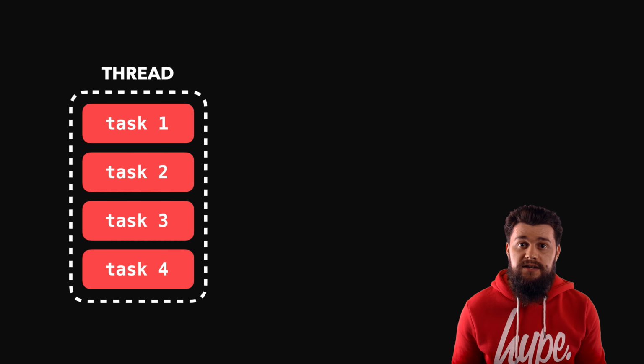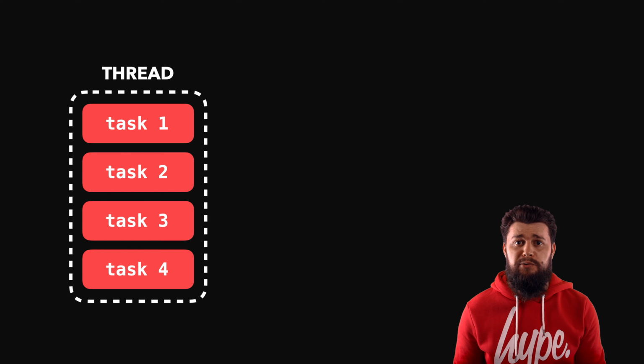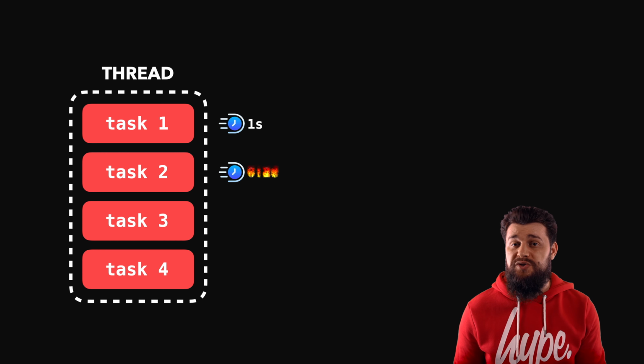This is why it's called a thread. We'll call it a list of tasks which has to be executed by some kind of CPU core. So let's say in our example, we have task 1, task 2, task 3, and task 4. Each of these tasks will take a certain amount of time to execute. Let's say 1 second, 0.2 seconds, 0 seconds, and 0.1 seconds.